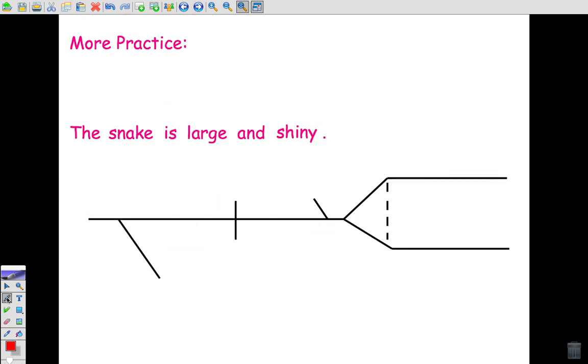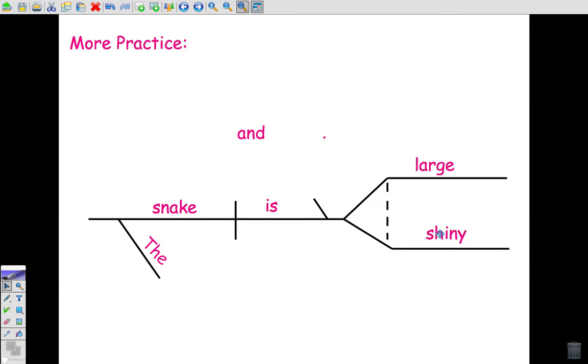Here's another one we could diagram. The snake is large and shiny. First thing always to do, what's the subject of the sentence? What's it about? You're all going to say snake, well done. What did the snake do? It didn't do anything. It is. What kind of snake? It's the snake. What about it? It's large. It's shiny. We have the word and that goes on our line. And you could put it any way you want. Sometimes I'll put it the other way.